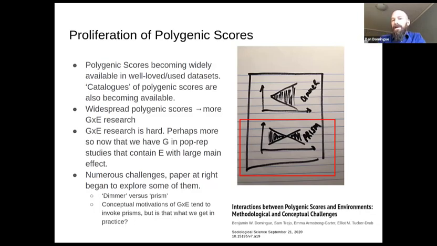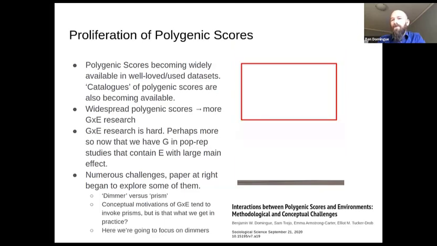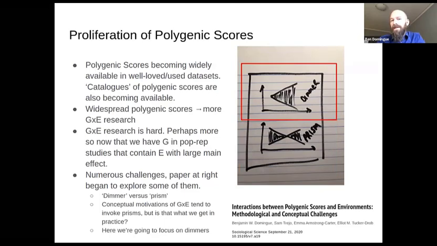And that is often the conceptual model that people point to when they motivate their G/E research, right? The notion that a genotype might be advantageous in one environment and deleterious in another is something that has real conceptual appeal, but it is, in my opinion, often not what we get when we're thinking about polygenic scores, especially. With polygenic scores, I worry that what we're often doing is actually studying dimmers.